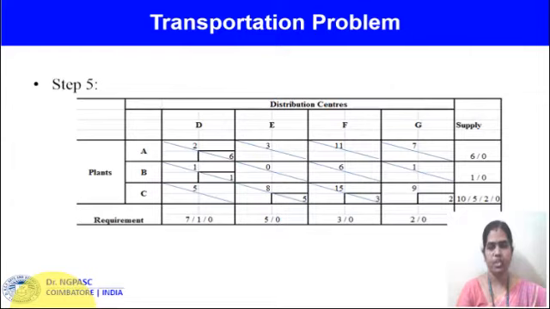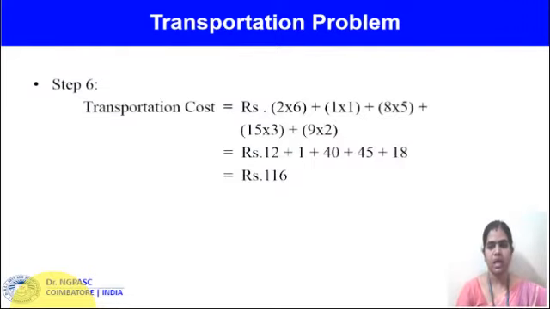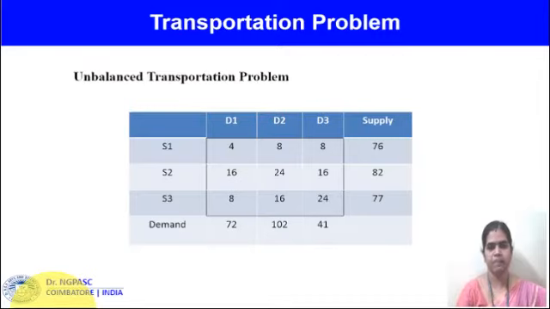So what do we need to do? We need to introduce a small value epsilon in any place of the given matrix, where that epsilon value tends to 0. After making all the allocations satisfied, we need to calculate the transportation cost by multiplying the allocated value with the cost in the corresponding box, so that you will get the transportation cost. For this problem, the transportation cost is 116.